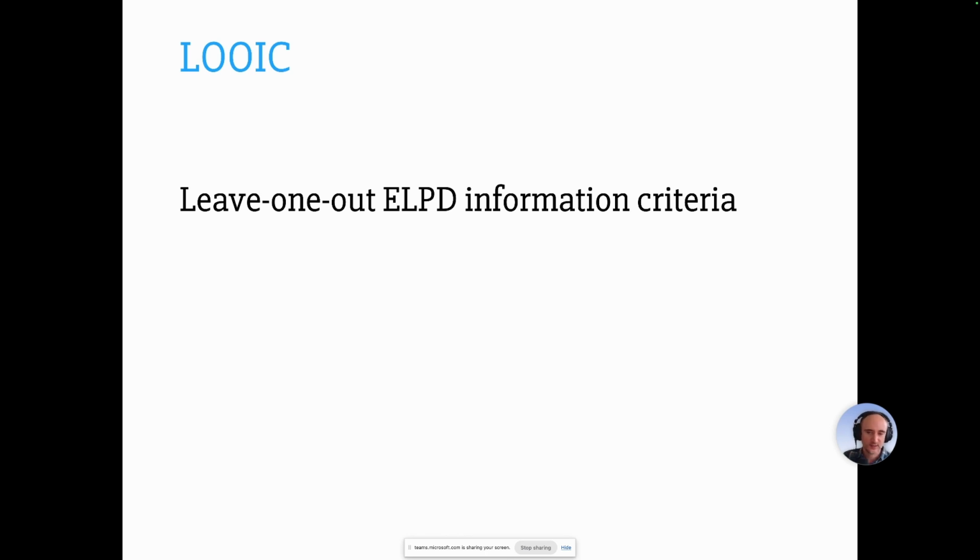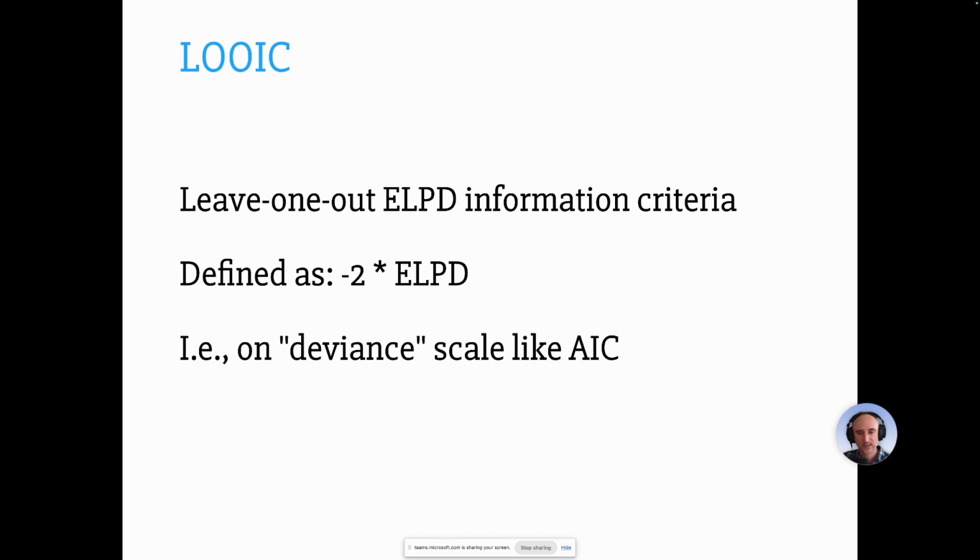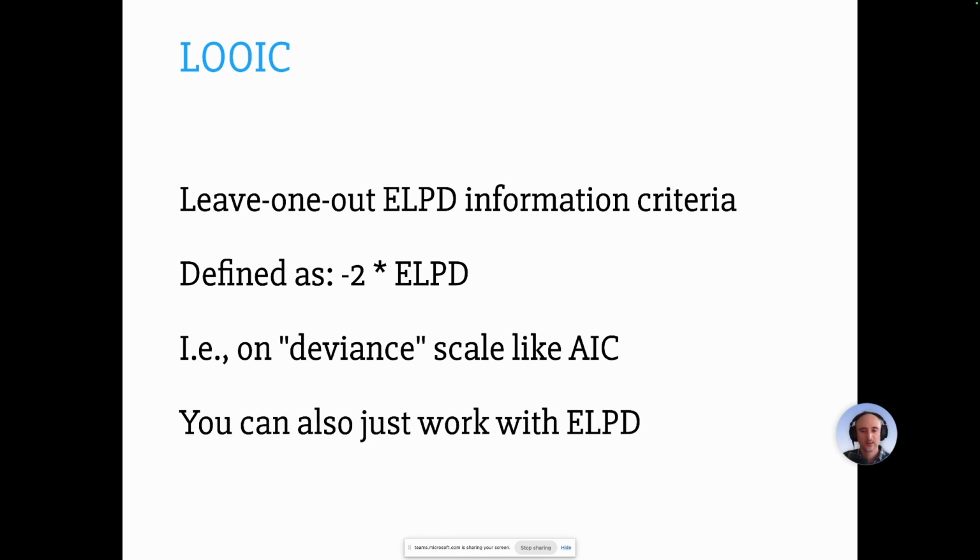So we've talked about ELPD. There's also something called LOOIC, for leave one out expected log predictive density information criterion. This is simply defined as -2 times the ELPD, which in other words puts it on what's called the deviance scale. It puts it on the same scale as AIC, which you're used to, where smaller values are better. A lot of statistics works on the deviance scale, this -2 times scale, and we're used to thinking about it with AIC. There's no reason you can't just use ELPD and never even touch LOOIC.